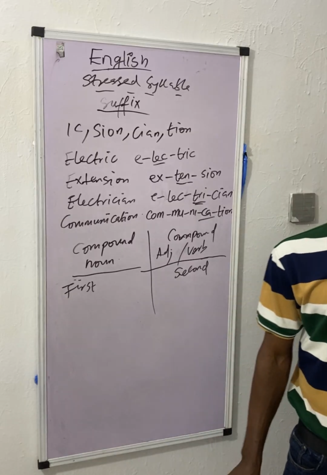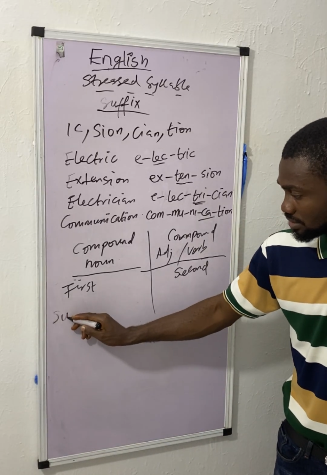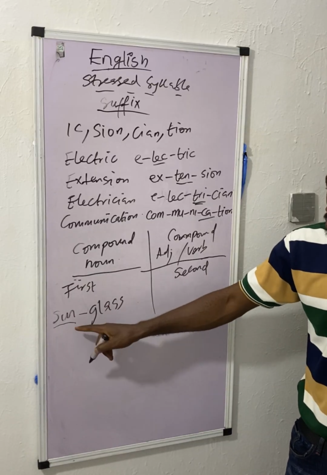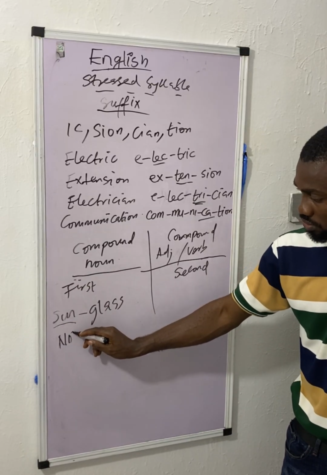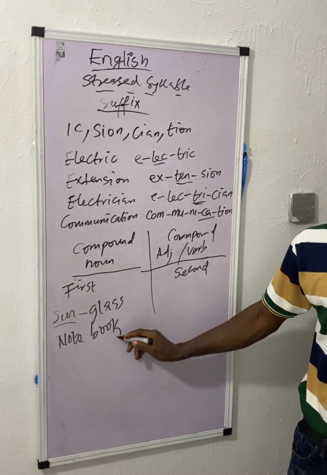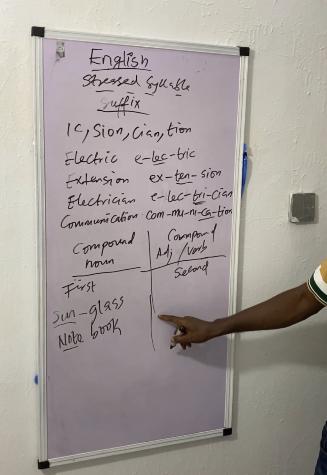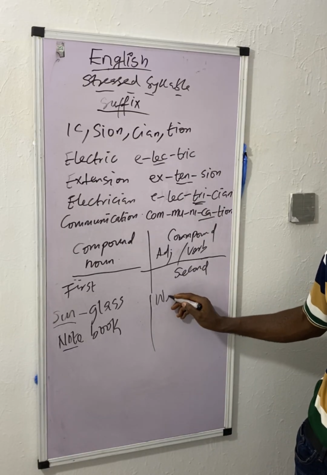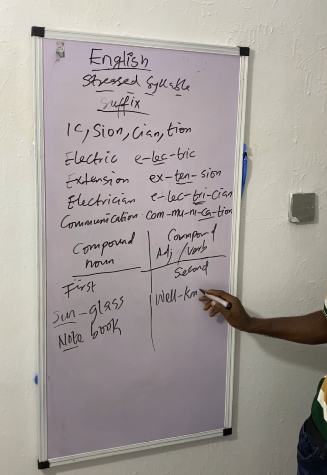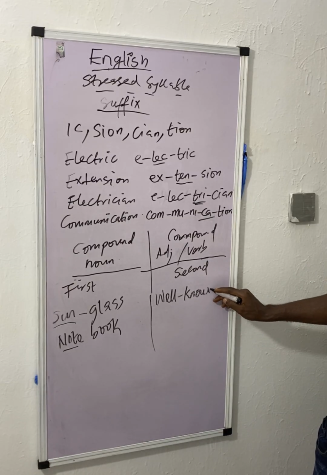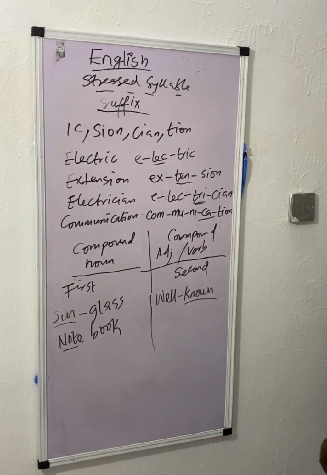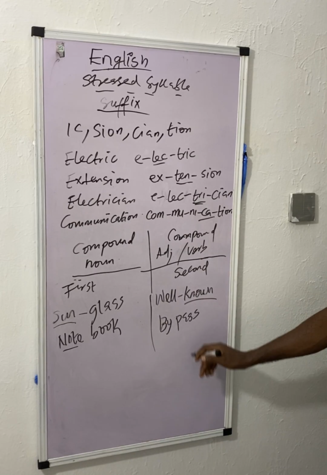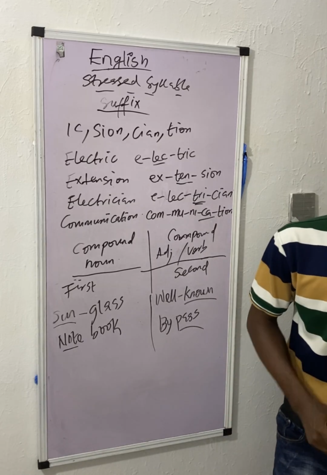For example, for compound noun, we have sunglass, sun and glass. Where are we going to stress? It says stress the first, so the stress should be in sun. The next one is notebook. Where do we stress? The first. Then for compound adjective, well known. What do we stress? We stress the second, right? So known is the stress. Then for verb, bypass. Where do we stress? The pass, right? As simple as A, B, C, D.